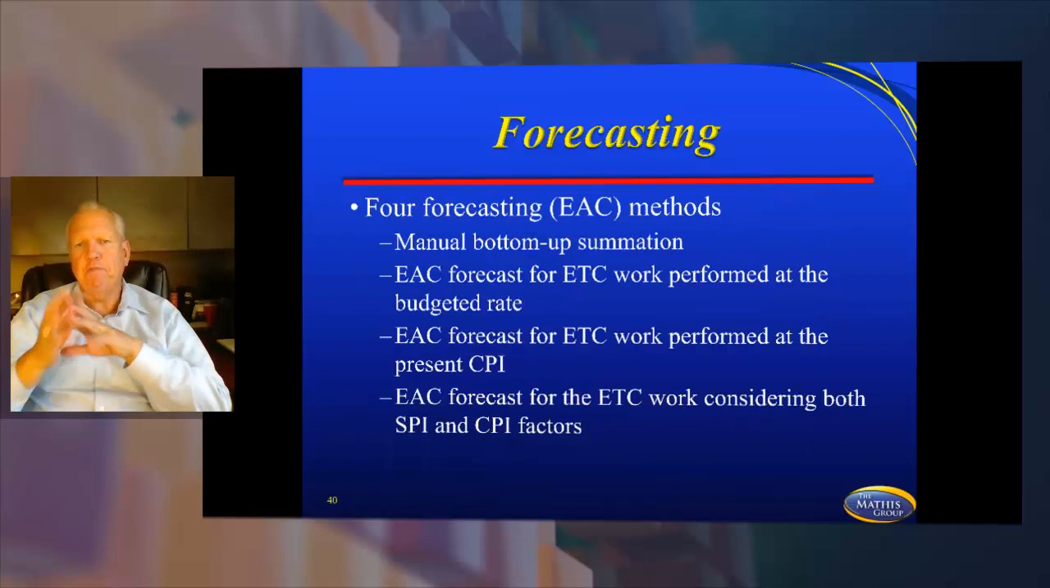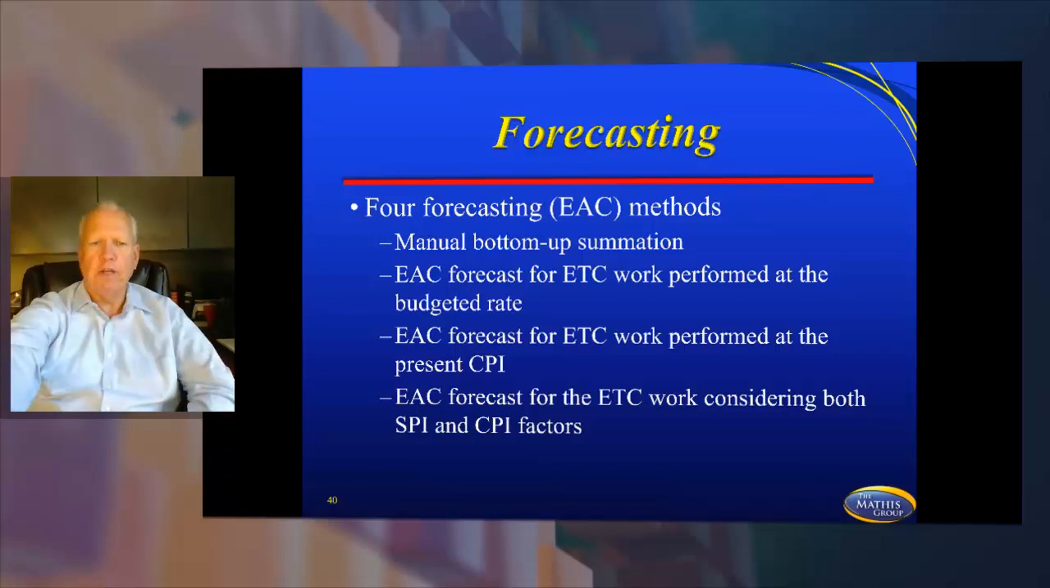There are 4 EAC formulas. One is called the manual bottom-up. The second EAC formula is based on budgeted rate. Budgeted is going to be your key word there. Your third EAC formula is going to be based on CPI, and your fourth EAC formula is going to be based on CPI and SPI.